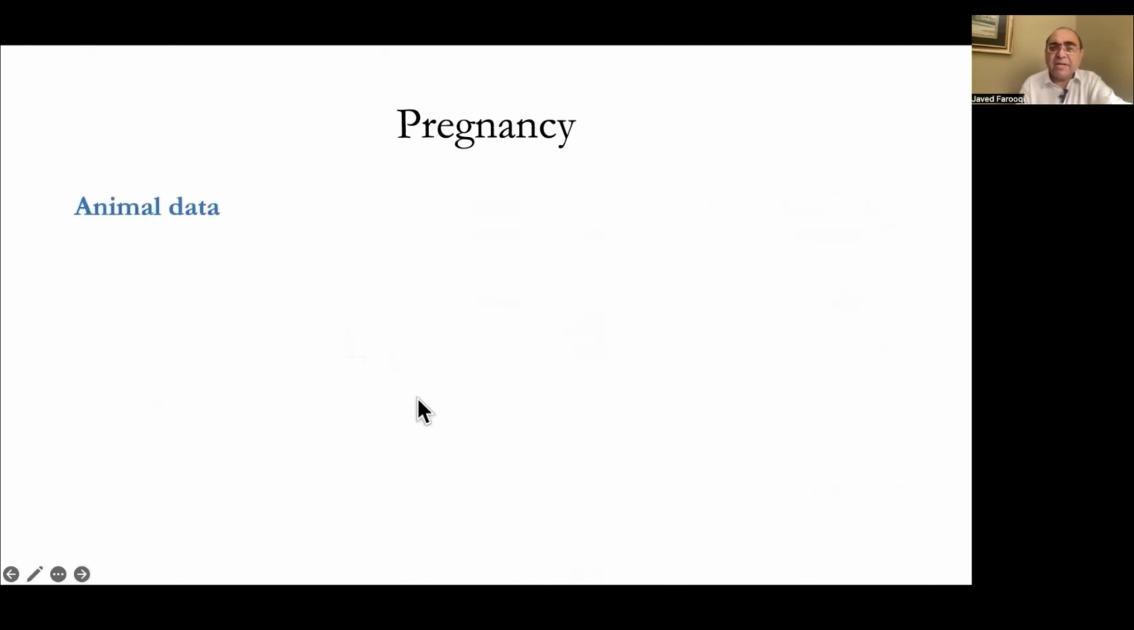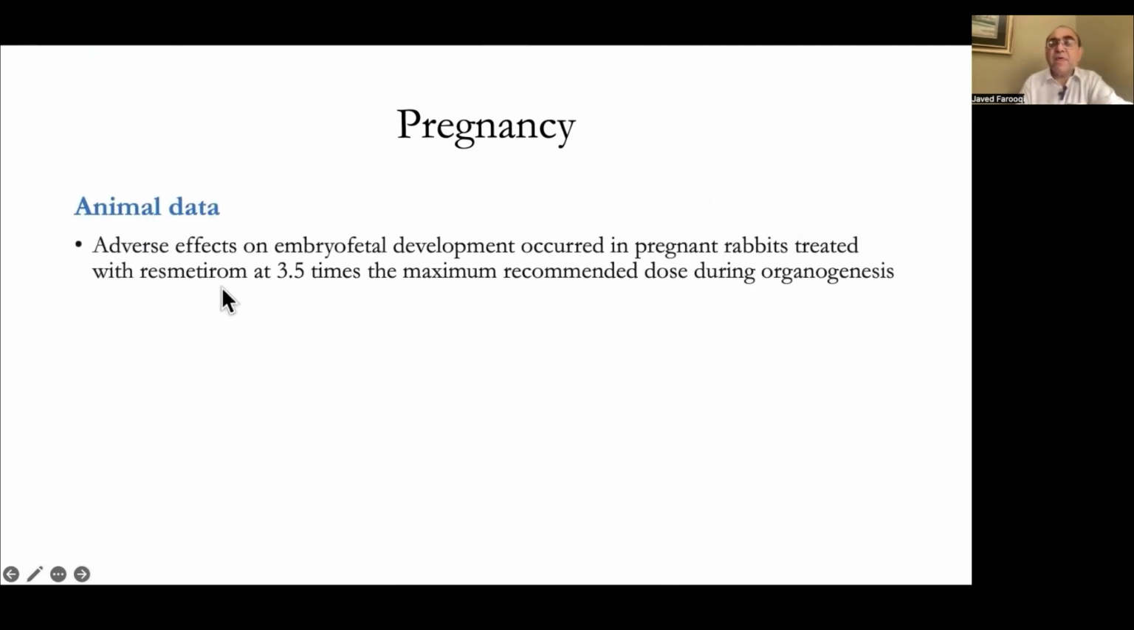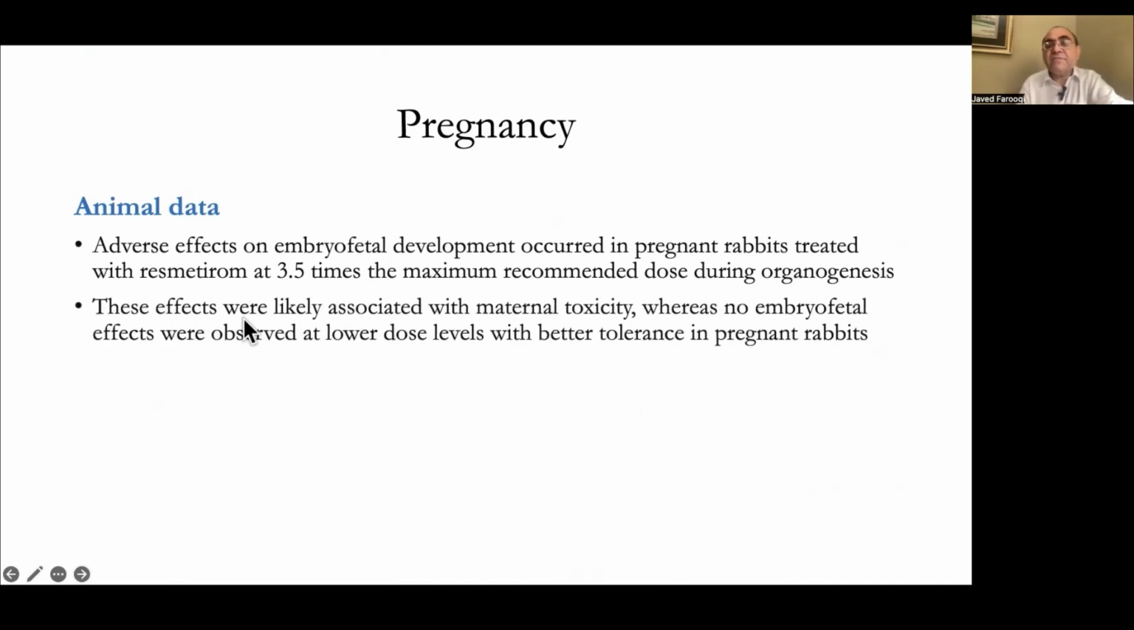In the animal data in pregnancy, adverse effects on embryo-fetal development occurred in pregnant rabbits treated with resmetirom at 3.5 times the maximum recommended dose during organogenesis. These effects were likely associated with maternal toxicity, whereas no embryo-fetal effects were observed at lower dose levels with better tolerance in pregnant rabbits.